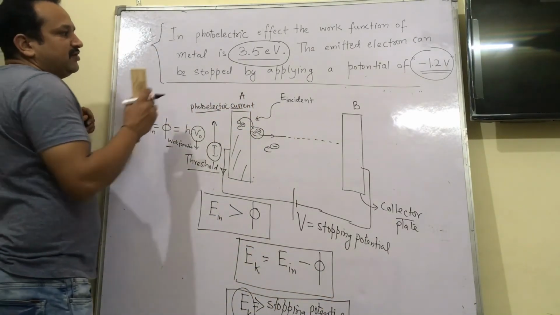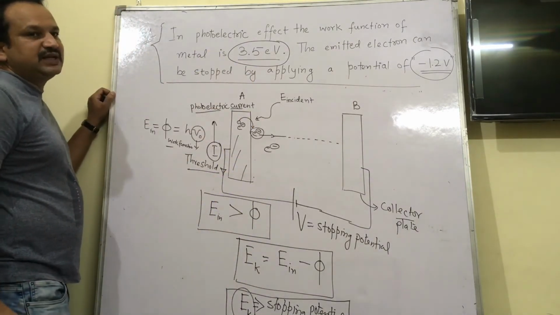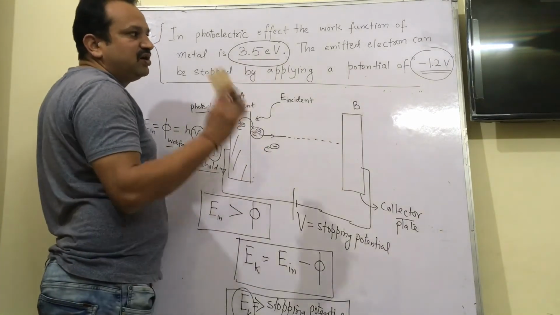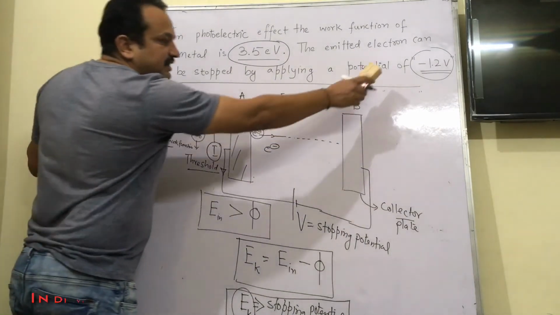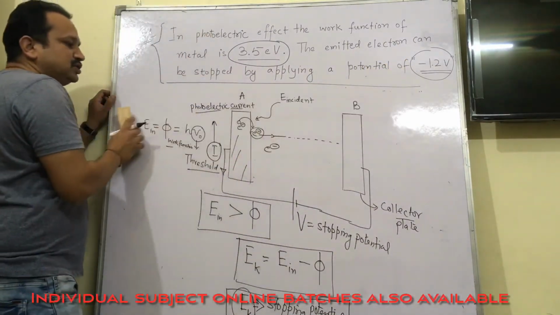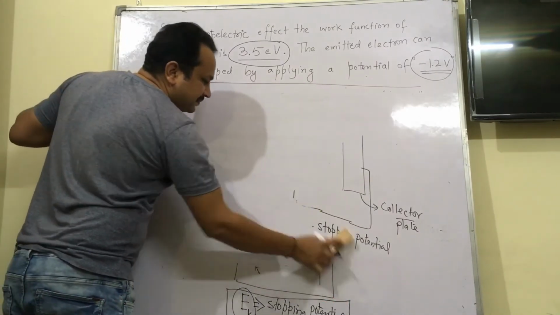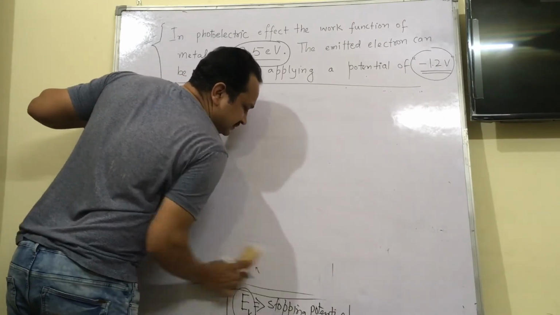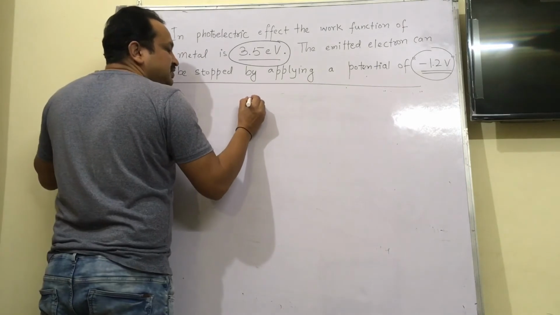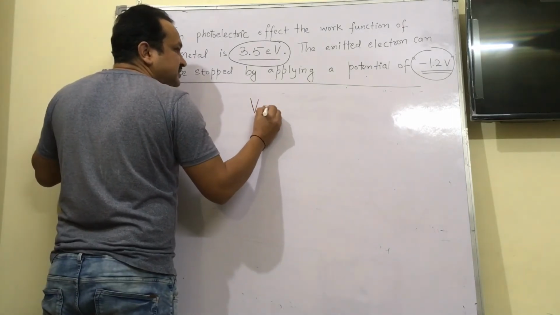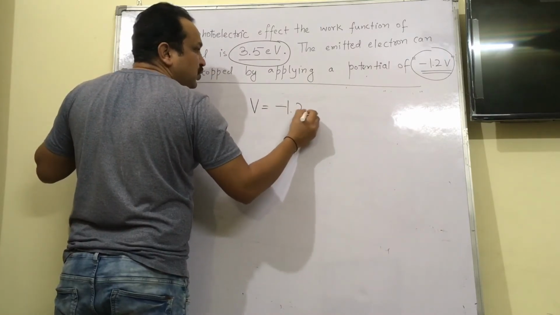So the stopping potential is equal to excess kinetic energy. Now, what is given in this question? In this question, the stopping potential is minus 1.2. Always keep in mind, the stopping potential is always written with a negative sign. So we can say the stopping potential is minus 1.2 volt.